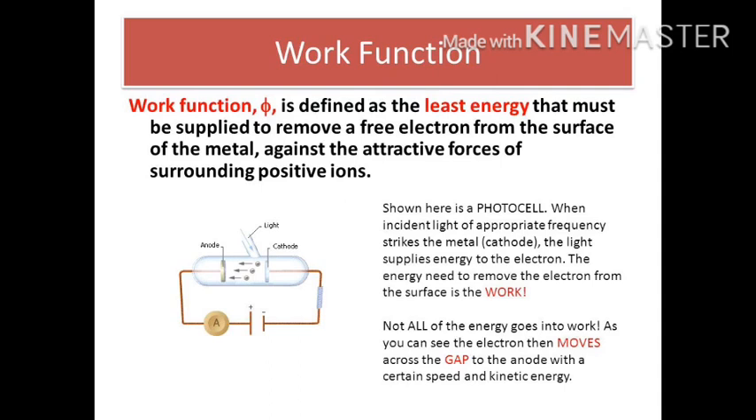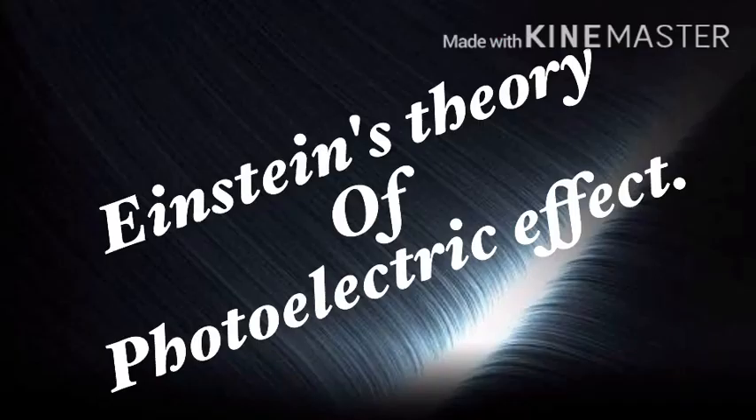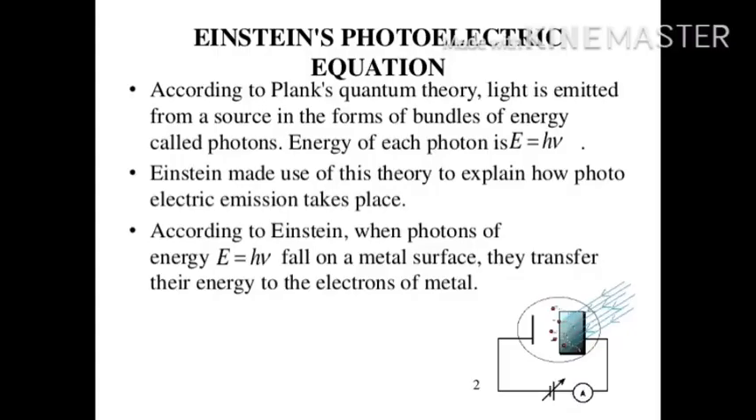Now, what is work function? The minimum amount of energy required by an electron to just escape from the metal surface is called its work function. Now, as we are done with the basics of this chapter, let's now discuss about the main topic, that is Einstein's theory of photoelectric effect.